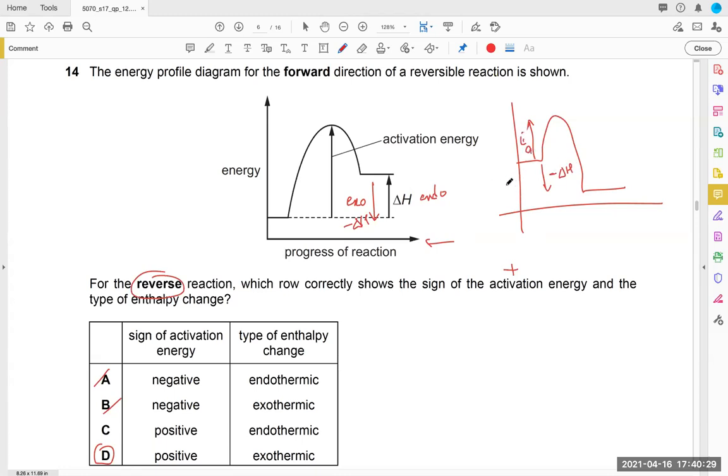So activation energy is positive, it's always positive regardless of exo or endothermic. And delta H in the forward direction, as you can see, is endo. In the backward direction, it will be exo. I hope that clears it up.